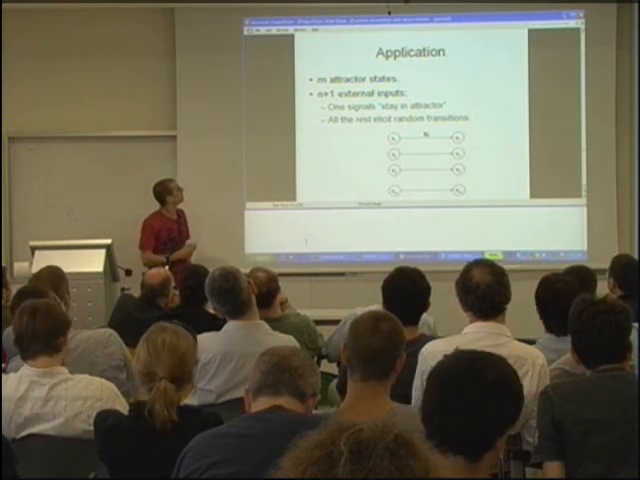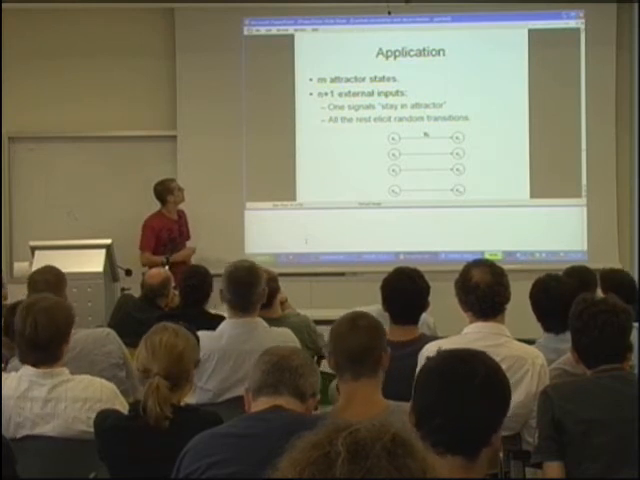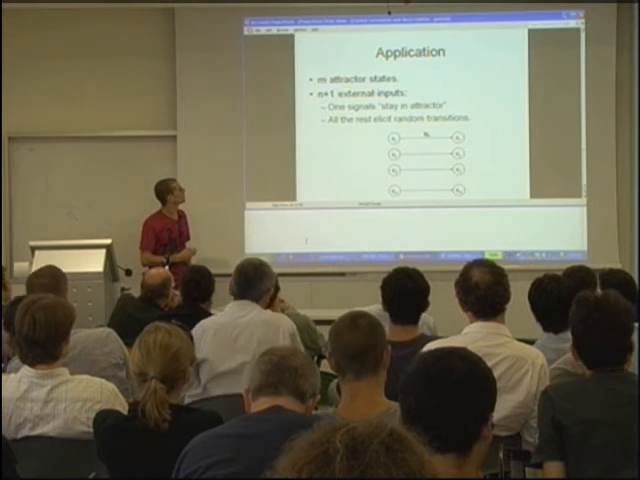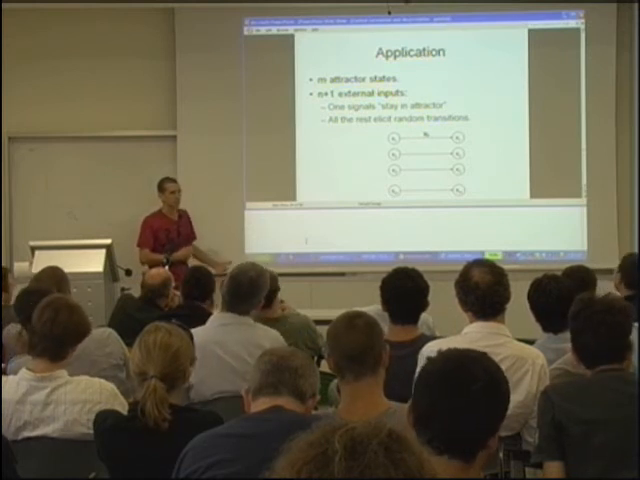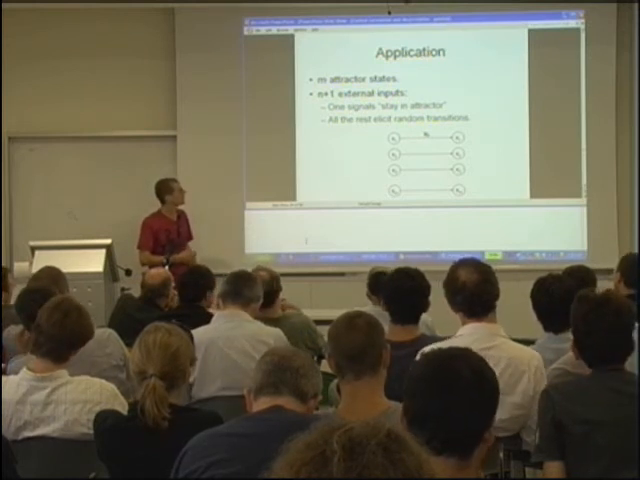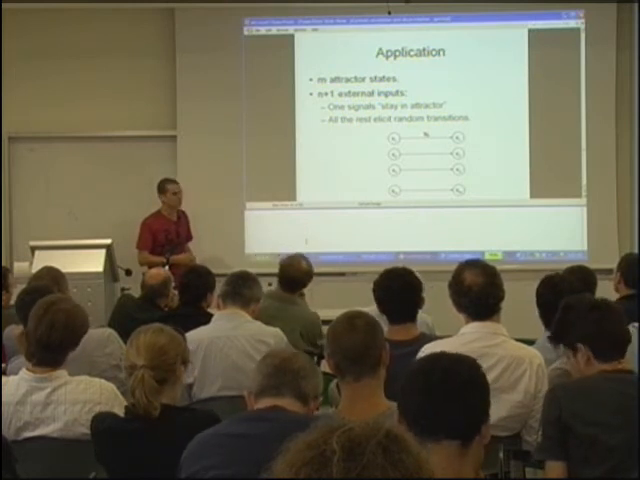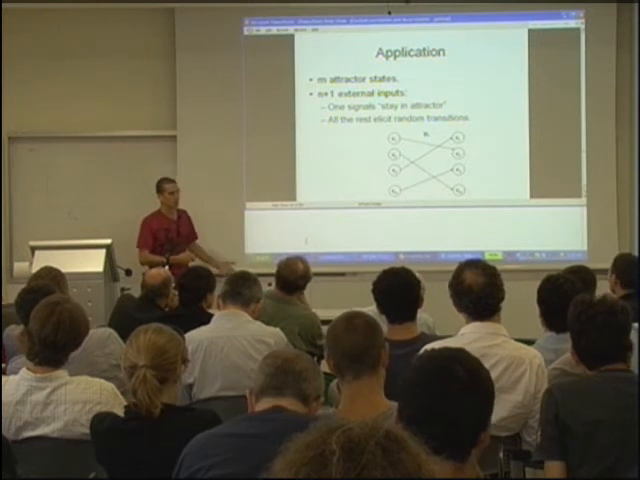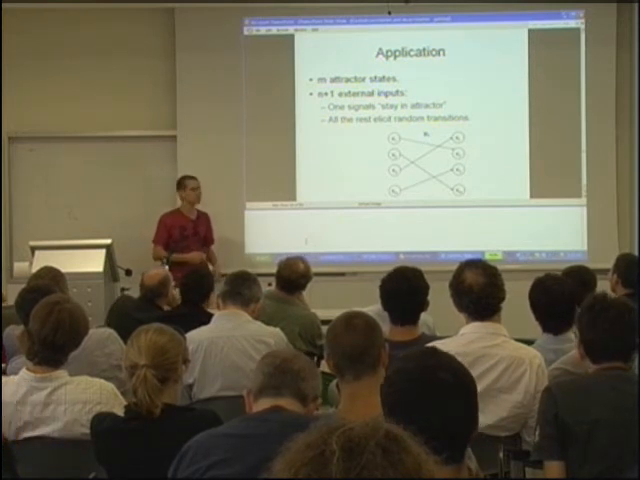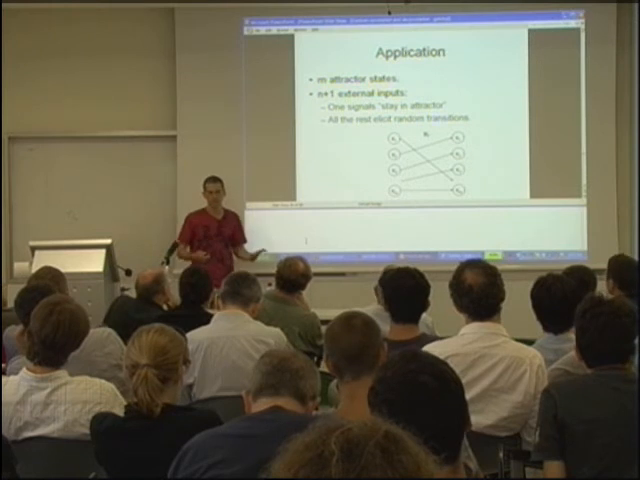So the setting is I have m attractor states, n plus one external inputs, one of them signals stay where you are, and the others elicit random transitions. So if I start here and I get y0, I want to stay here. And if I get y1, I make some set of transitions. If I get y2, I get another set of transitions.